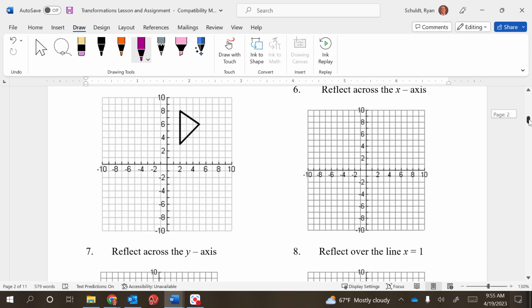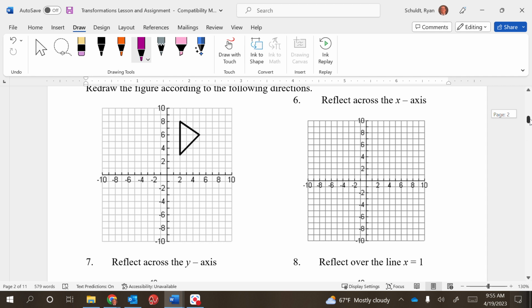Okay, so they give us this triangle and they want us to redraw the figure according to the following directions. So we have to reflect over the x-axis, meaning I want it to look like a mirror image. If I reflect over the x-axis, that means I'm reflecting over this line right here. That looks terrible. Let me see if I can do a better job. I'm reflecting over that line.